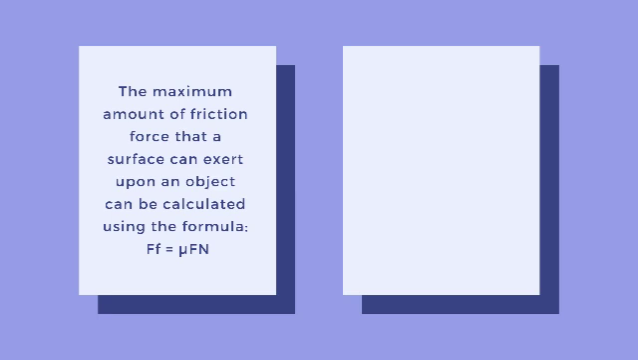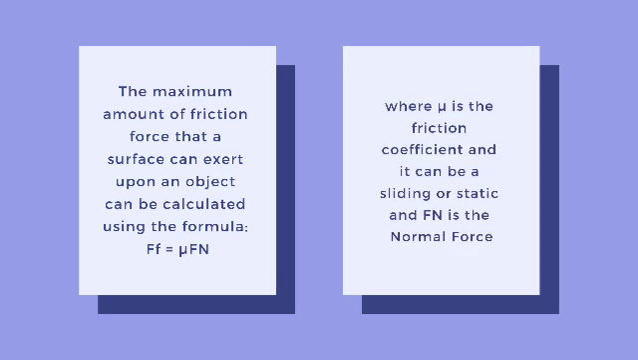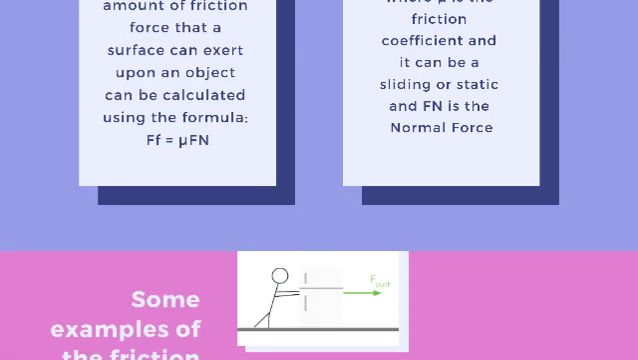The maximum amount of friction force that a surface can exert upon an object can be calculated using the formula: frictional force is equal to friction coefficient multiplied by the normal force, wherein mu is the friction coefficient and it can be a sliding or static friction, and Fn is the normal force.